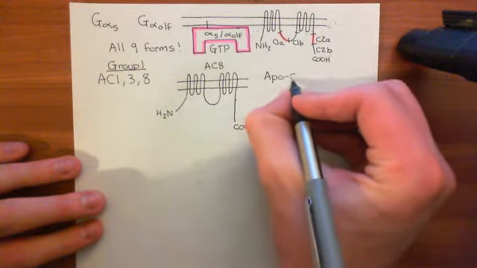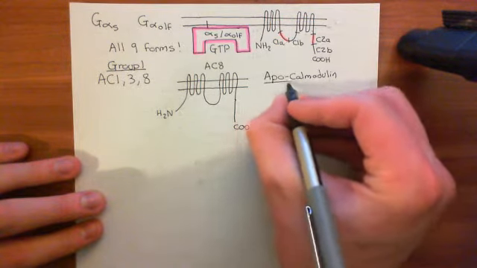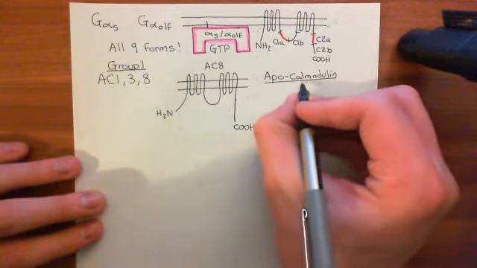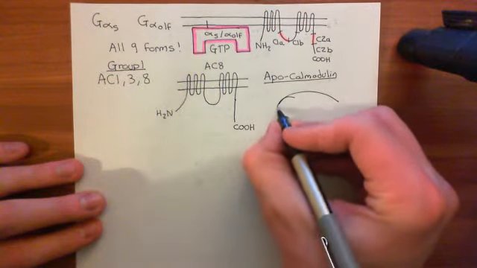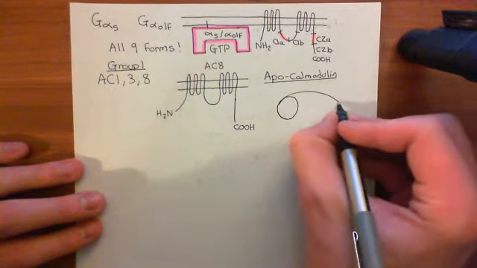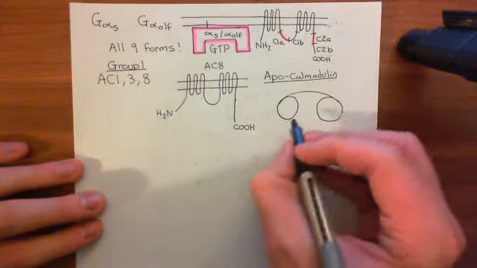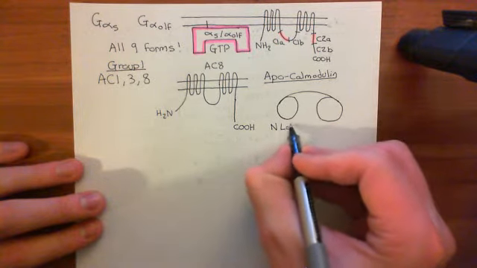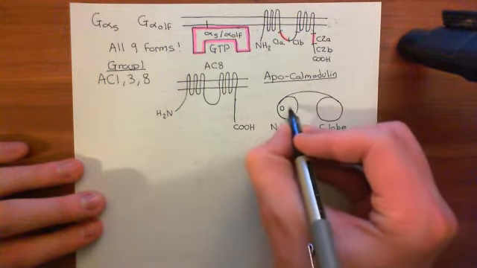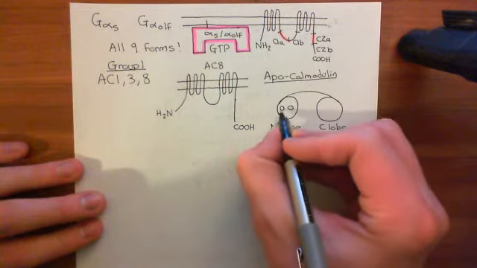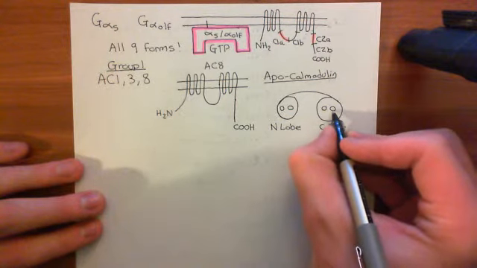So I want to have a brief discussion of the structure of calmodulin. Apocalmodulin is the strict name for calmodulin when it has no calcium bound to it, and it has a structure like so. Apocalmodulin has two lobes called the N-lobe and the C-lobe, and both of these lobes have two calcium binding sites. The N-lobe has two calcium binding sites, one here and one here, and the C-lobe also has two, one here and another here.